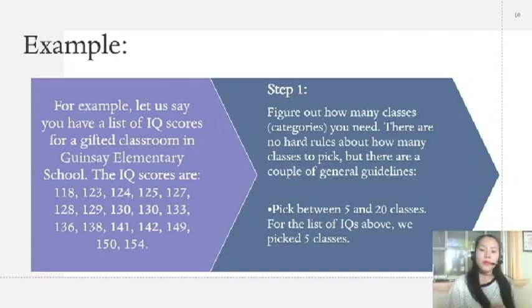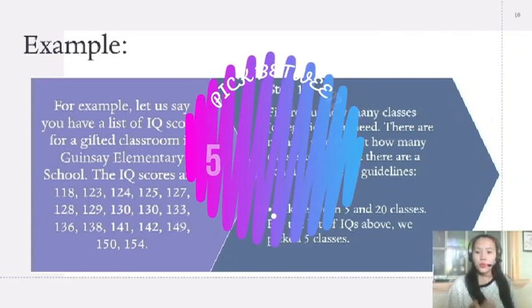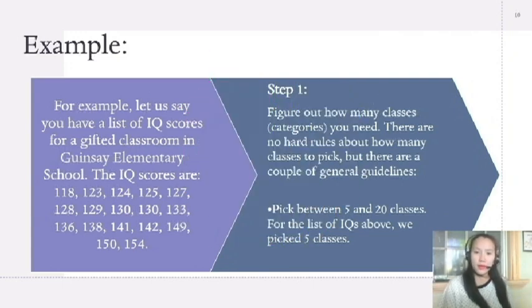You can pick between 5 and 20 classes. So for the list of IQs above, we will pick 5. Make sure you have a few items in each category. For example, if you have 20 items and you choose 5, you will have 4 items per category.